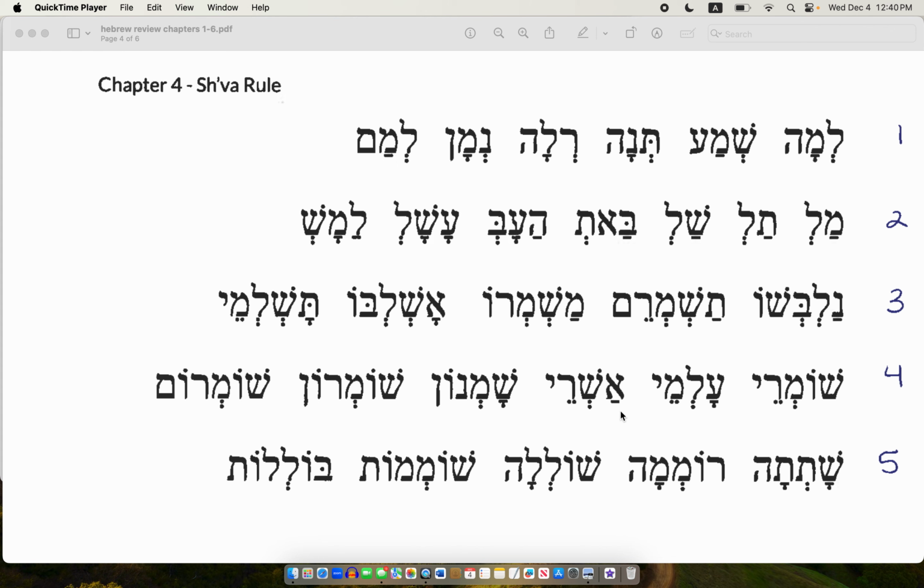almay, ashrei, shamnon, shomron. Again, closing to the consonant of the letter with the one schwa vowel sound.